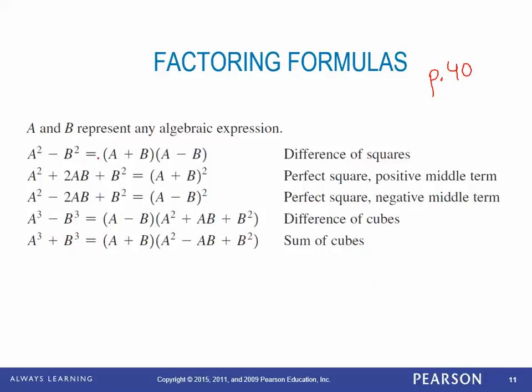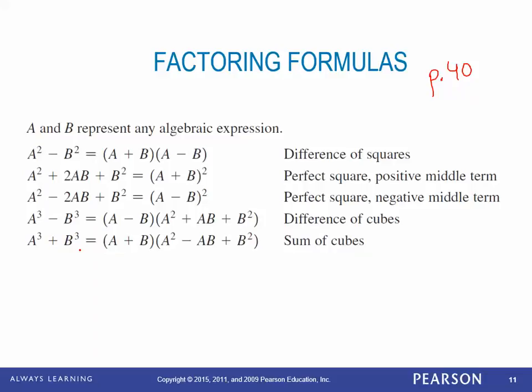We got the difference of two squares. We got the perfect square with a positive middle term. We got a perfect square with a negative middle term. And then again, difference of cubes, sum of two cubes. And notice the only thing that's missing here, that you thought could have been here: there's no such thing as a sum of two squares. It doesn't make sense because the middle terms would have to cancel, right? Hopefully we covered that already.